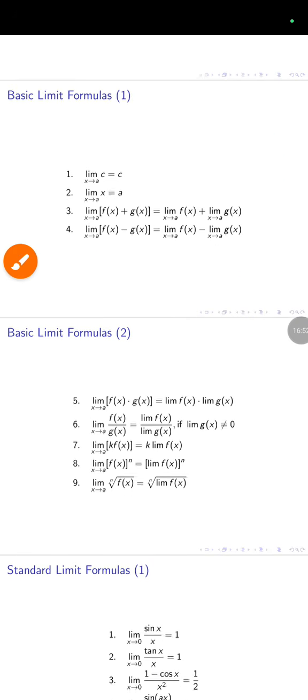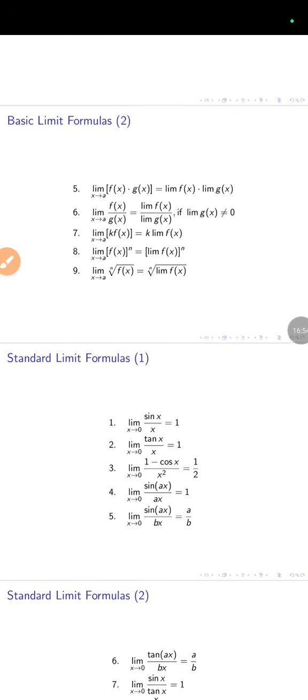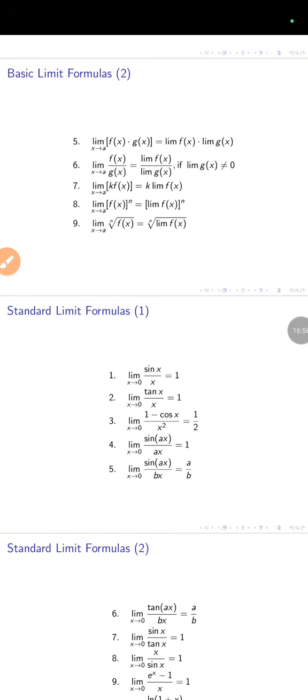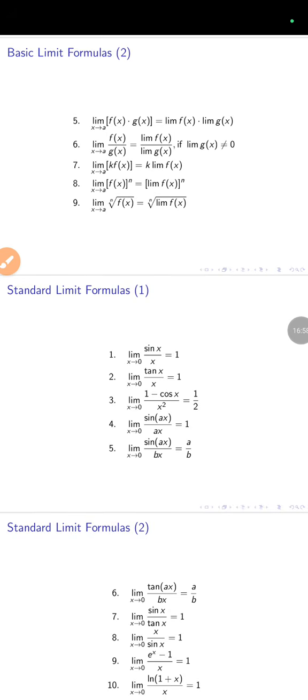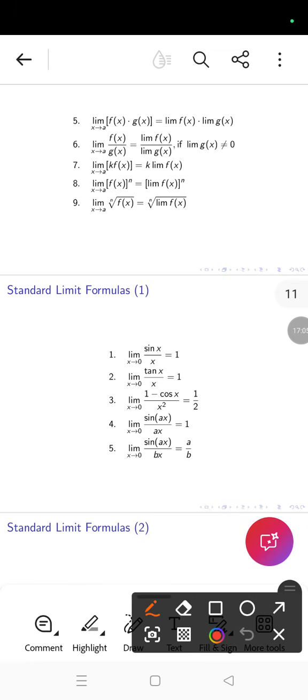Next come to the other formulas. In case of the product of two functions, when we have to find the limit of f(x) into g(x), same thing, we can write the limit of f(x) into the limit of g(x), and for the division case it is the limit of f(x) divided by the limit of g(x). And if k is a constant which is multiplied with f(x), then you can take out k, and then it is k into the limit of f(x).